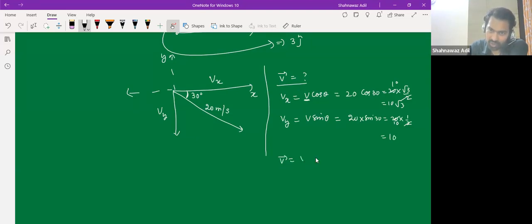Now v would be what? Vx i hat and vy. This is positive, so this is i hat. This one is in which direction, j direction or minus j direction? Minus j, sir. So this is minus j hat, right? So we have Vx, which is 10 root 3 i hat, and Vy, which is minus 10 j. So this is my velocity. Clear, guys?